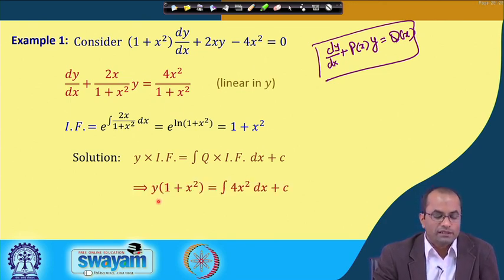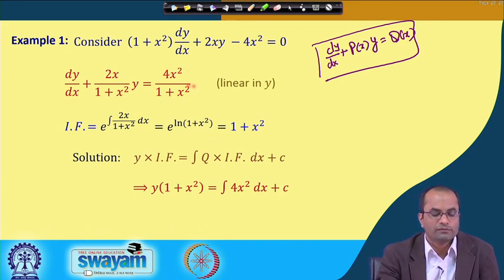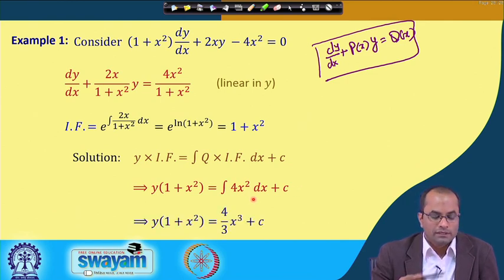So, here y times the integrating factor, that is 1 + x², is equal to the integral of q, which is 4x² divided by 1 + x². So, this 1 + x² will be cancelled out with the integrating factor. So, we will get the integral of 4x² dx plus c. And now, 1 + x² times y is equal to 4/3 x³ plus a constant c, and that is the solution of the given differential equation.